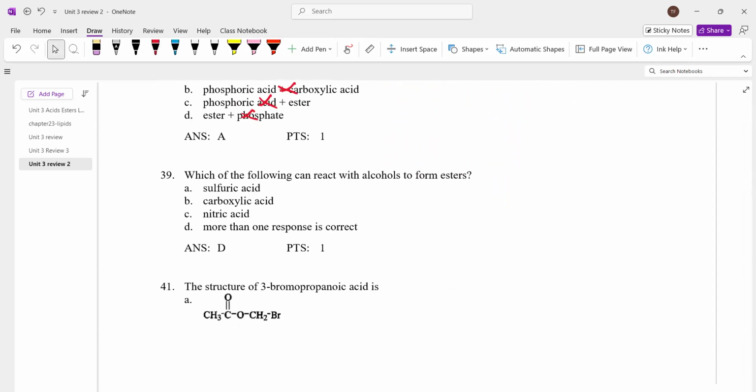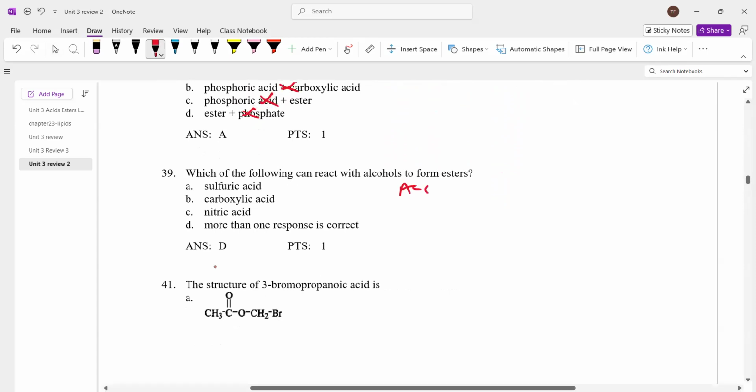Okay. So we need, again, acid plus alcohol. Okay. That fulfills the alcohol part. So acid, acid, acid, so they all work. B.